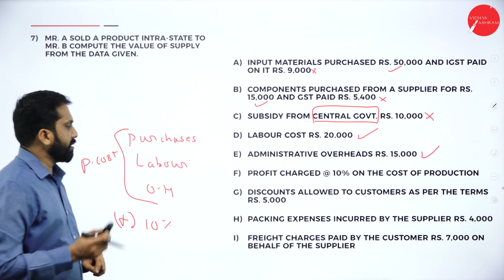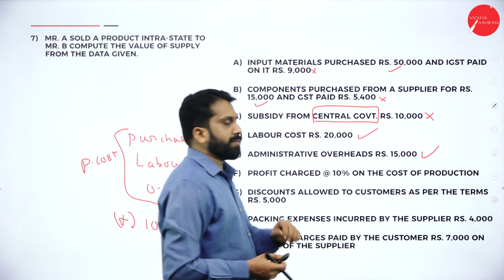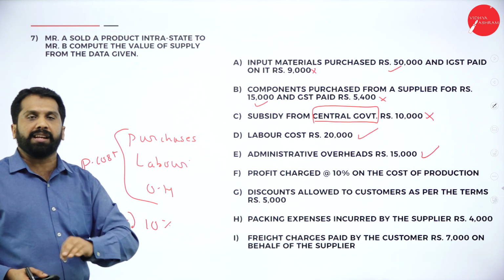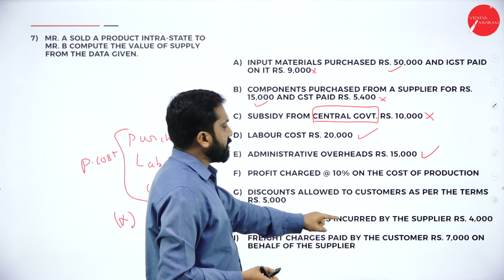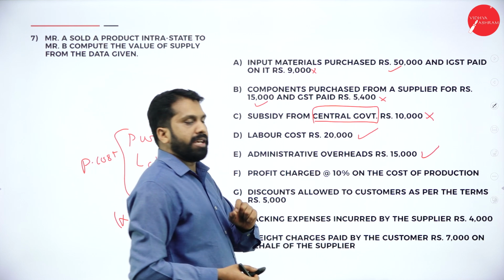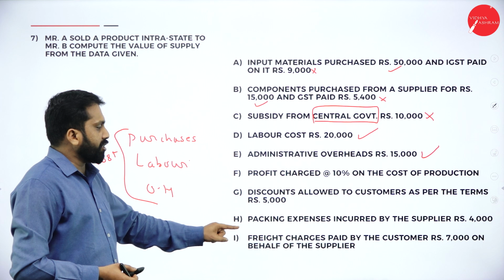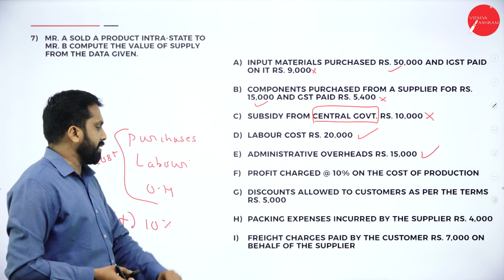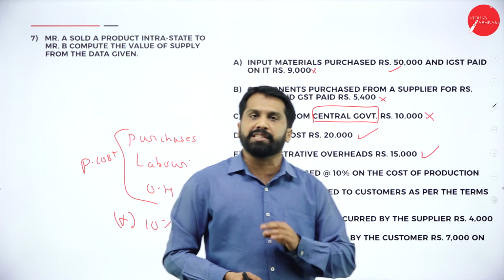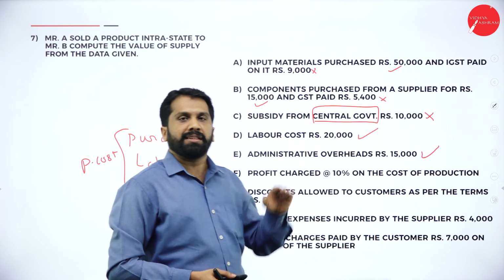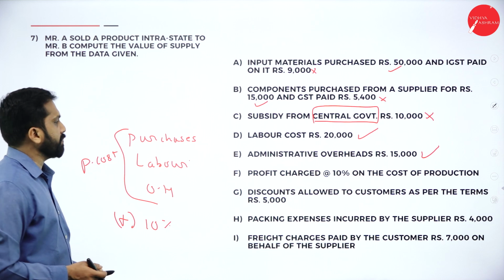Now, discount allowed to the customer as per the terms. At the end you have to consider this discount. Packing expenses incurred by the supplier: if there are any packing expenses, we should add them. Freight charges of 7,000 paid by the customer on behalf of the supplier: if there are any freight charges, we should add them. So this is all about your taxable supply, an easy calculation.